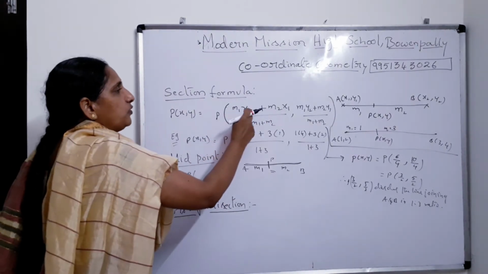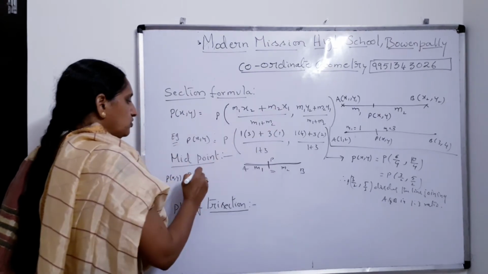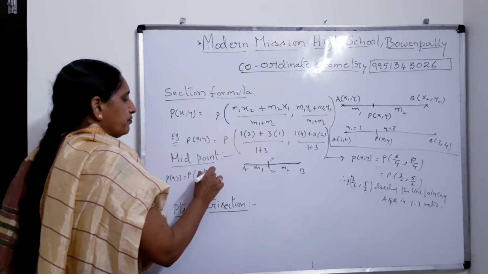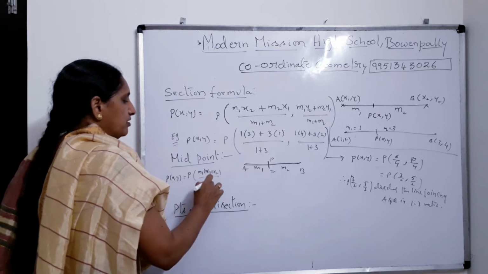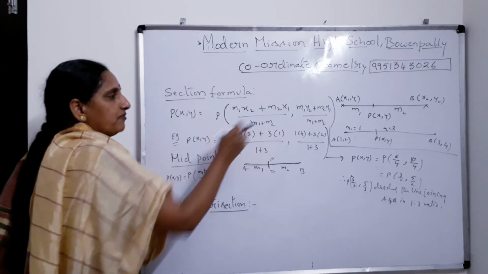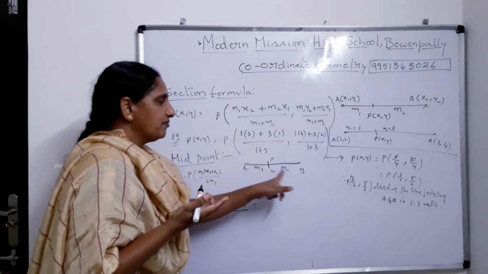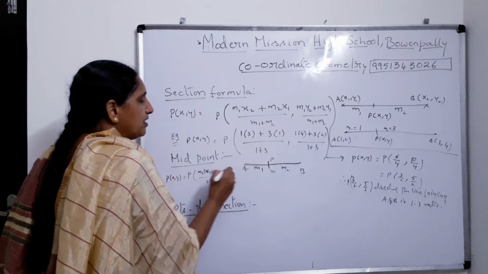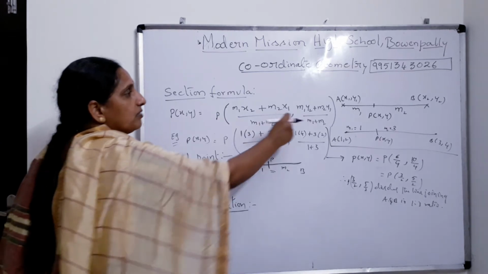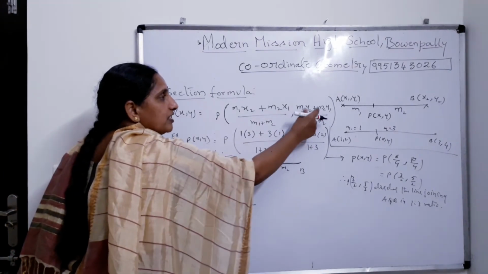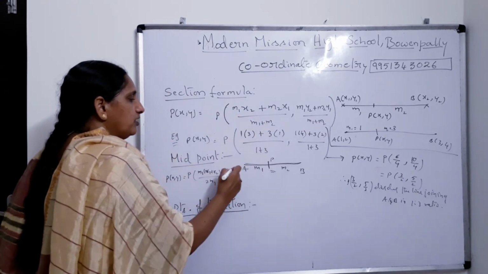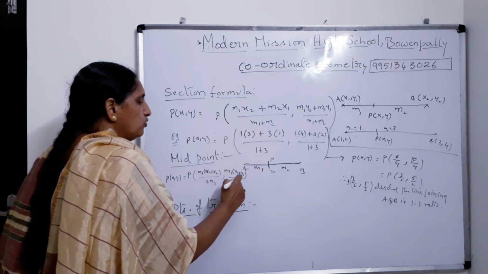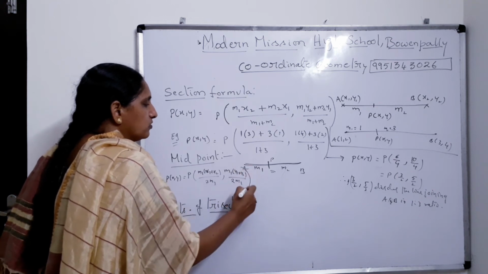So M1 into x2 plus M1 into x1. So we will get it as M1 into x1 plus x2 by 2M1. Is it not? M1 plus M1 is 2M1. Why are we taking this? M1 is equal to M2. So next, again in place of M2 you are taking M1. So M1 is common in both because M1 is equal to M2 here. So M1 into y1 plus y2 by 2M1. So this is the point.